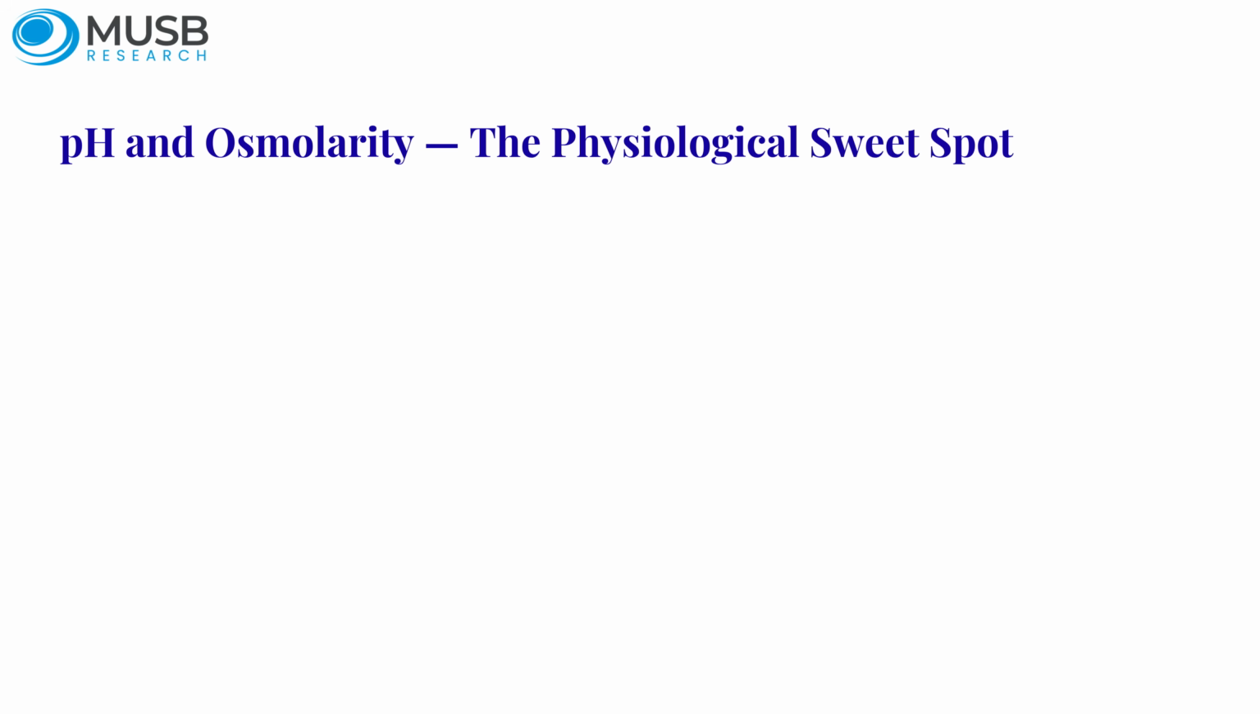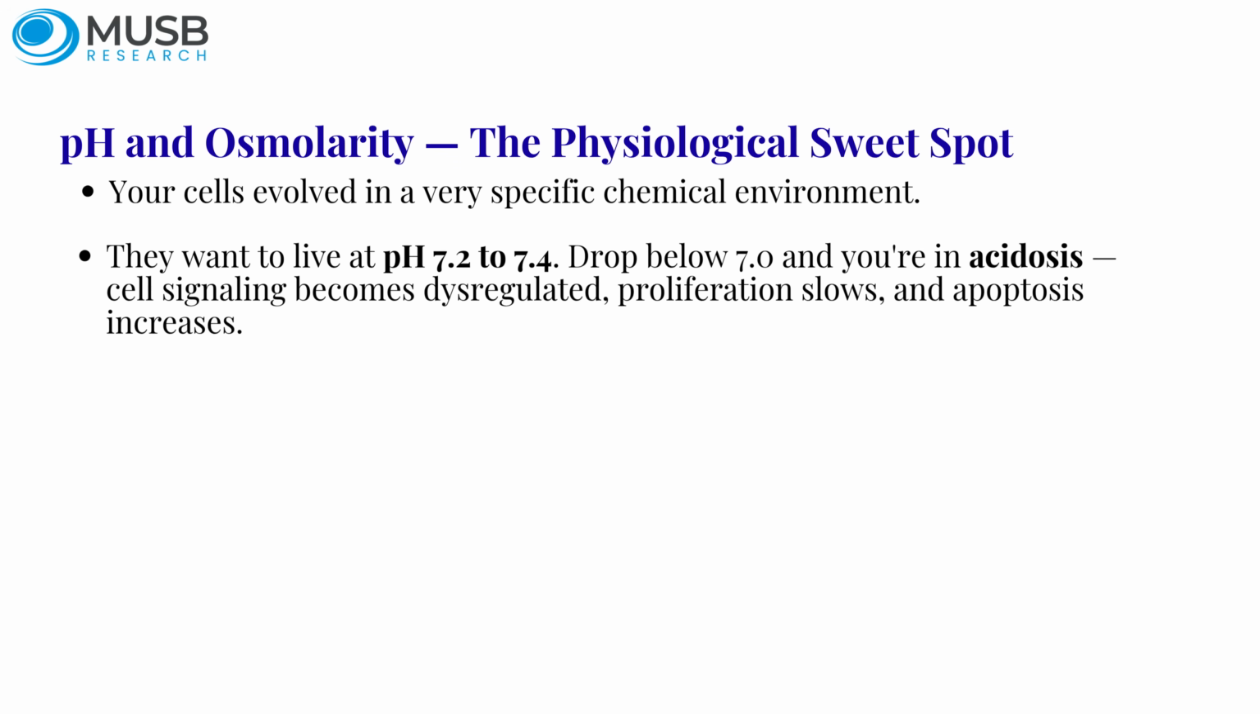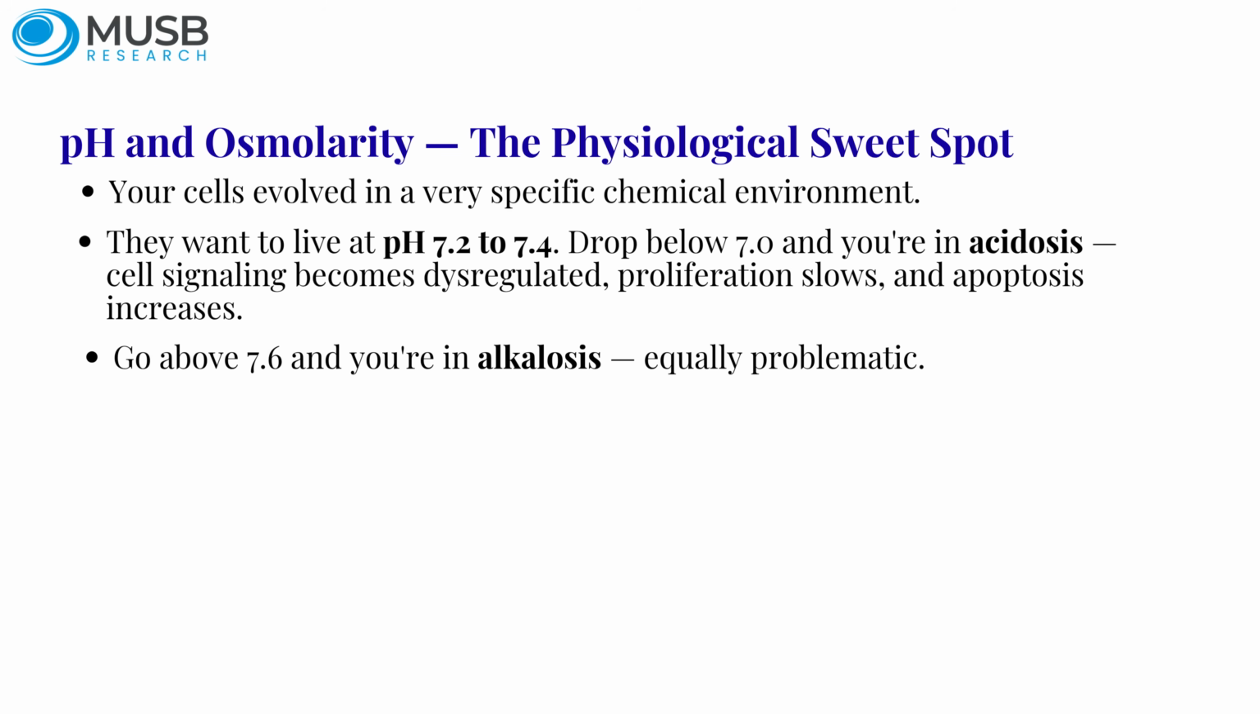pH and osmolarity, the physiological sweet spot. Your cells evolved in a very specific chemical environment. They want to live at pH 7.2 to 7.4. Drop below 7.0 and you're in acidosis. Cell signaling becomes dysregulated, proliferation slows, and apoptosis increases. Go above 7.6 and you're in alkalosis, equally problematic.